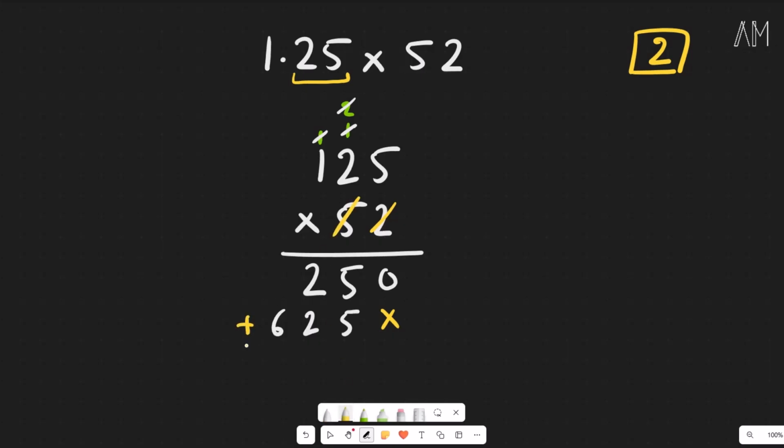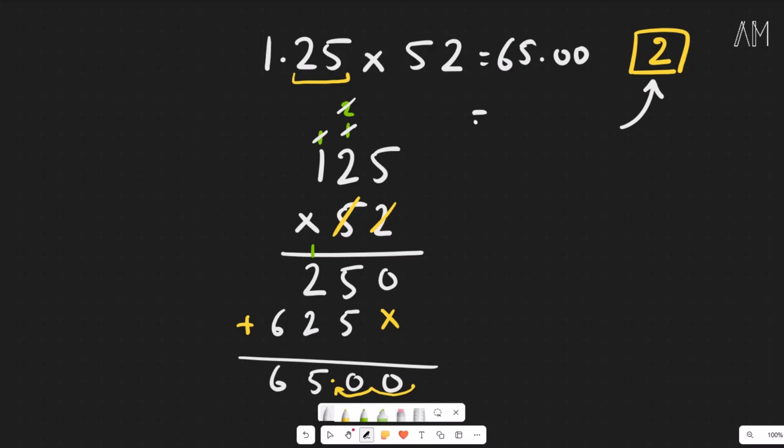And now that's the time for addition. 0 plus nothing is 0. 5 plus 5 is 10. 0 down, 1 up. And 1 plus 2 plus 2, that's 5. And the 6 would remain down like this. I have to go back 2 steps backward. So from the most right, I will count 1, 2 steps, and the point will be here. The answer is 65.00, or I can simply say 65.